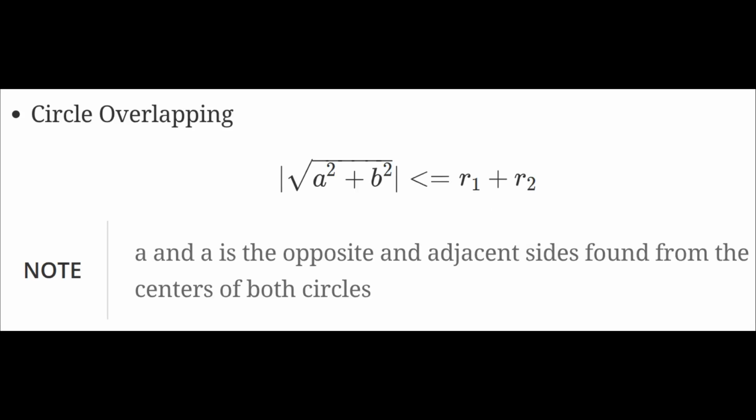To find if two circles are overlapping, we just use the Pythagorean theorem. We take a squared plus b squared, take the square root of that, absolute value of that, see if it's less than or equal to the sum of both the radiuses. A and b are derived from the center points of both circles.